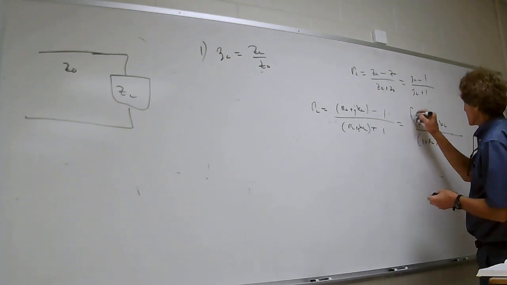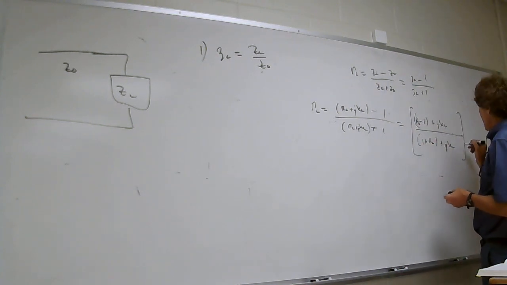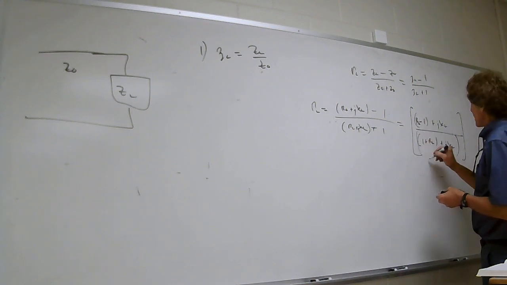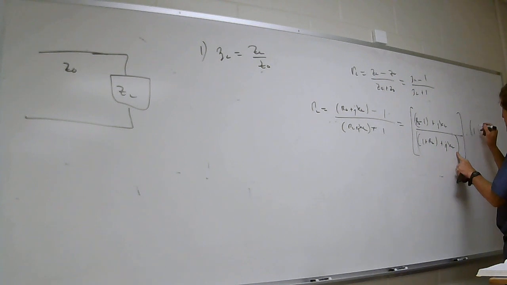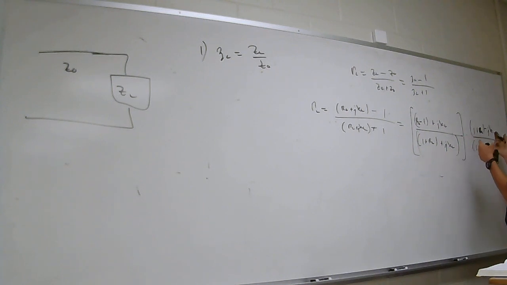I'm trying to do this. You don't have to do this, but I want you to appreciate why. So if I multiply top and bottom by the conjugate of this, or 1 plus RL minus JXL over 1 plus RL, it's always small r in the book, but it looks like a V if I write it here, minus JXL.